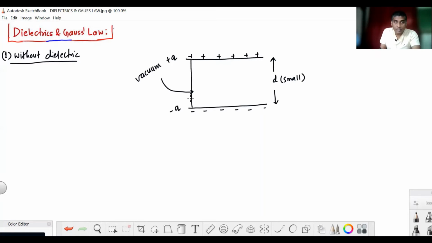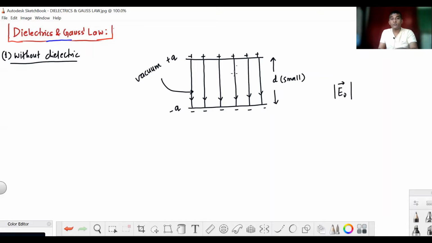Electric field lines start from the positive plate and terminate on the negative plate, okay. So we have this, and let E naught be the magnitude of the electric field between the plates, and since the distance between the plates is small, there is no fringing of electric field lines at the edges of the plate, due to which the electric field between the plates remains constant. So E naught is constant, okay. So I'm writing it in vector form. So we have this.